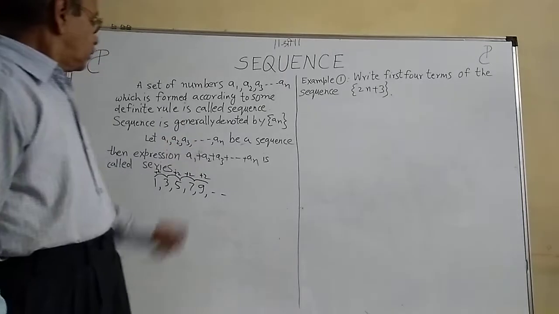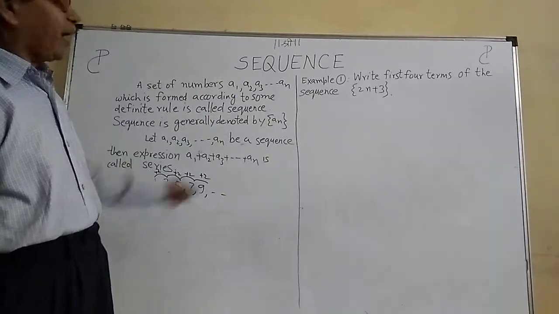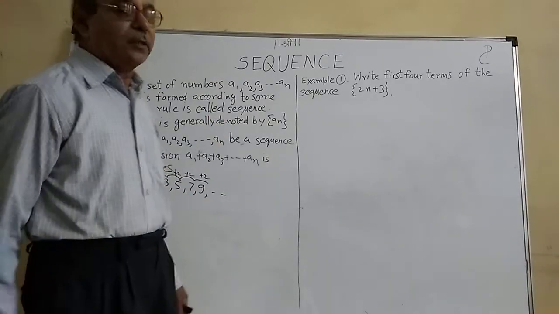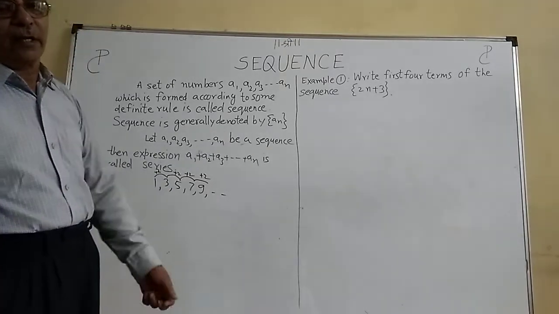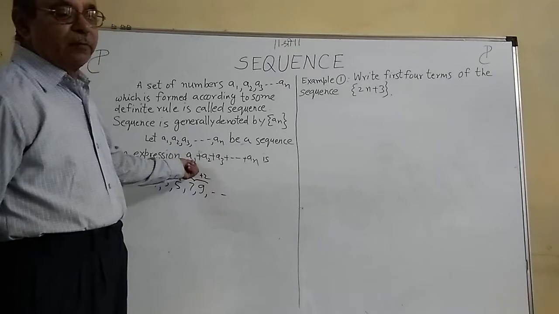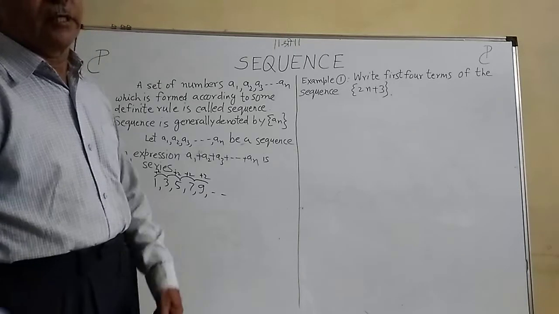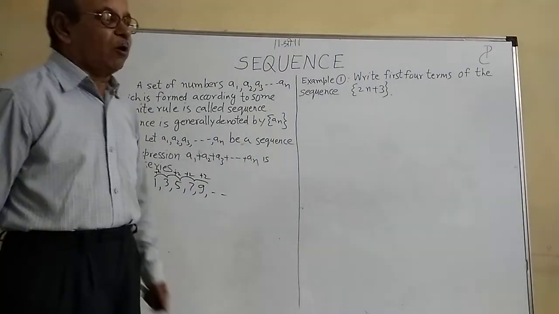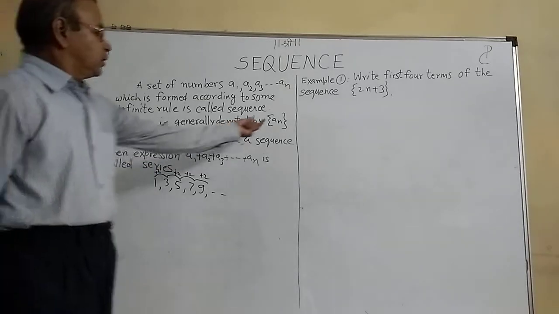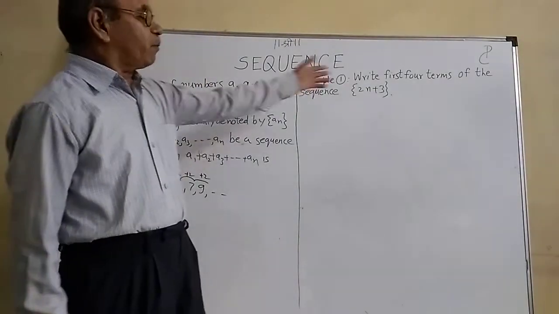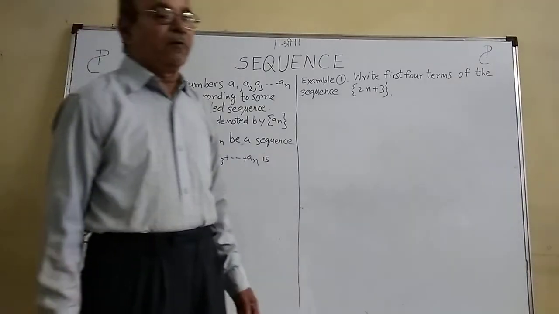Now another point related to the sequence is the series. When all these sequence terms are added or summed up, that is called a series. If a1, a2, a3 up to an are the terms, then the summation a1 plus a2 plus a3 up to an is called a series. This is the basics of the sequence, and a sequence is represented by curly brackets {an}.